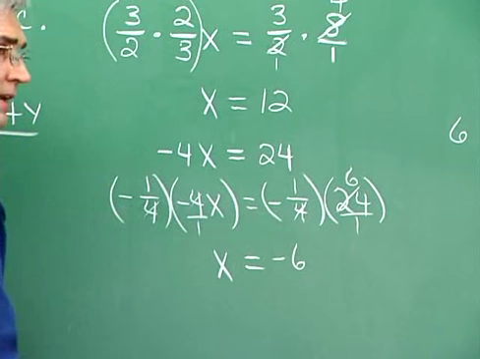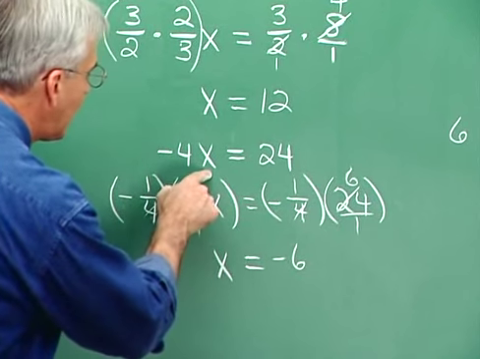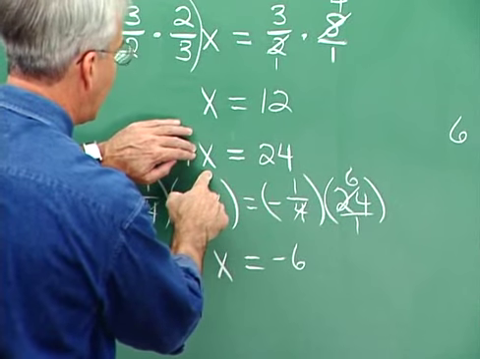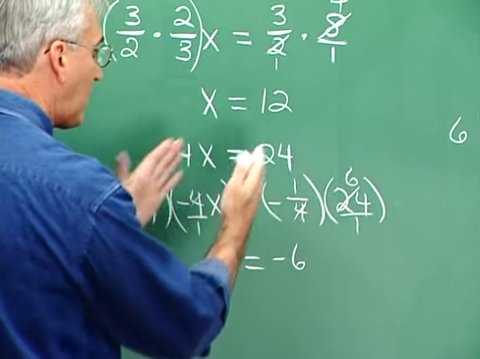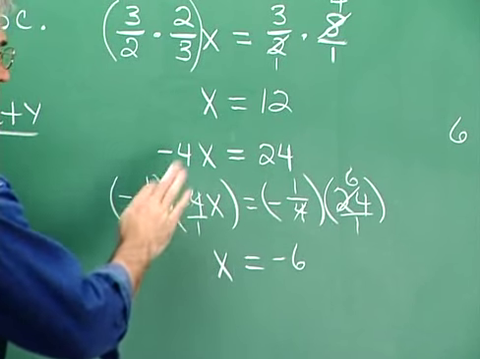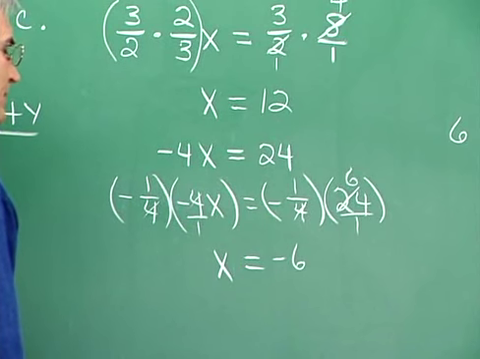And again, we could check it if we'd like. Well, let's do that. If x is -6, we have -4 times -6. Negative times negative, positive. 4 times 6, 24. 24 equals 24. Truth, and therefore a correct solution.